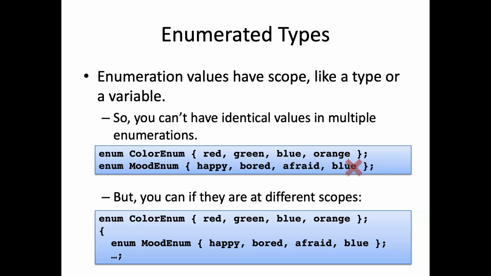The example at the bottom, you can do that because even though blue is defined in color and mood, they're not at the same scope. So if you're inside the inner, or if you're after this line of code, but still inside the second set of curly brackets, then this enumeration has narrower scope. So if you say blue, it's going to think you mean the one in this enumeration. If you're outside this set of curly brackets, it's going to know you must mean this one.